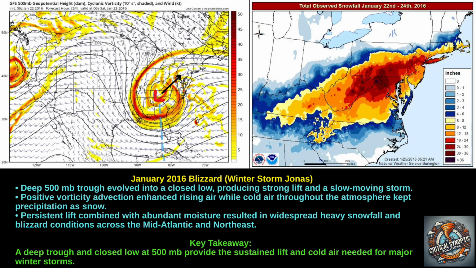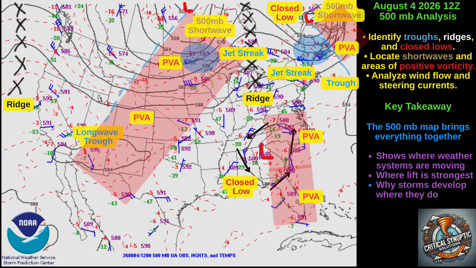By now, we've covered a lot, so let's put everything together into one simple process that you can use every time you open a 500 millibar map. Step 1. We want to find the ridges and troughs. This tells you where the main weather pattern is located. For step 2, we want to look for any short waves moving through those troughs. Those smaller disturbances often help trigger active weather.